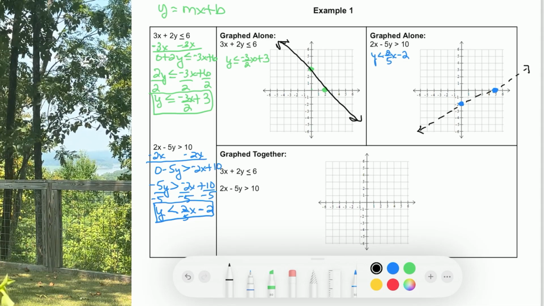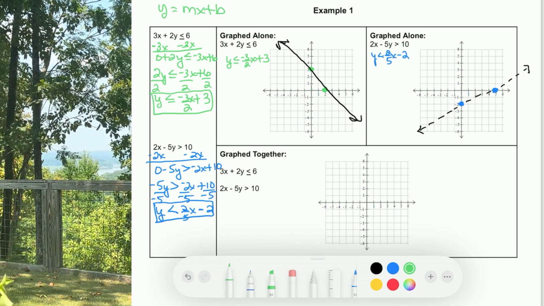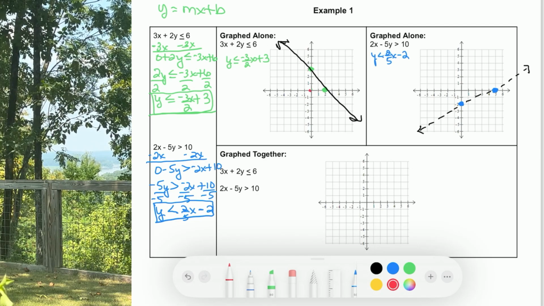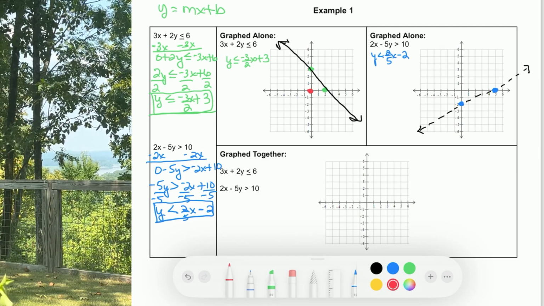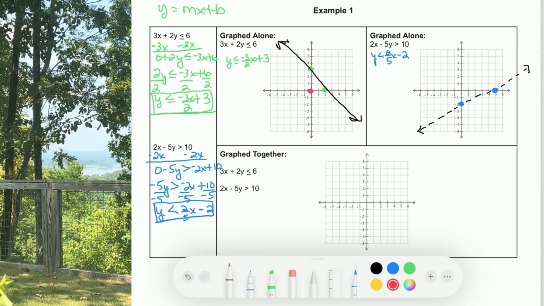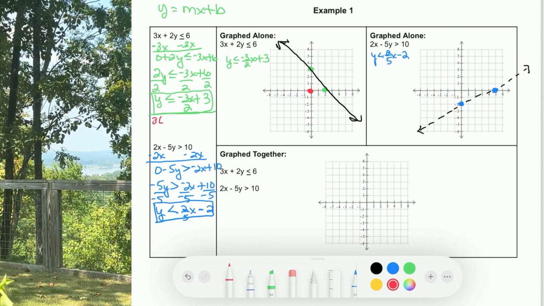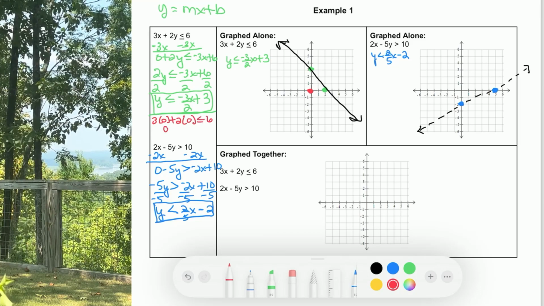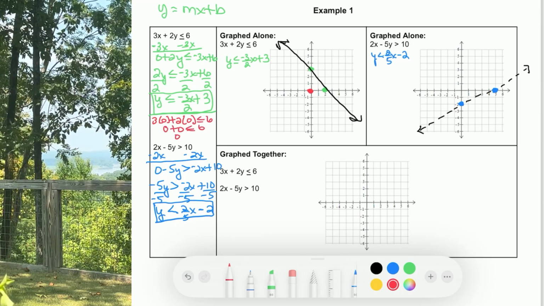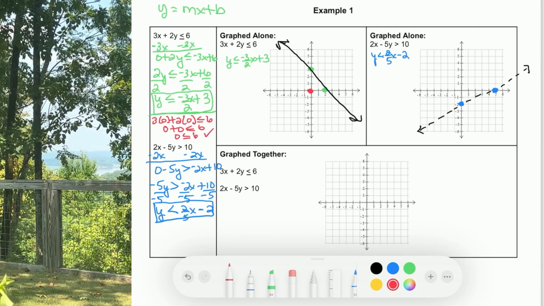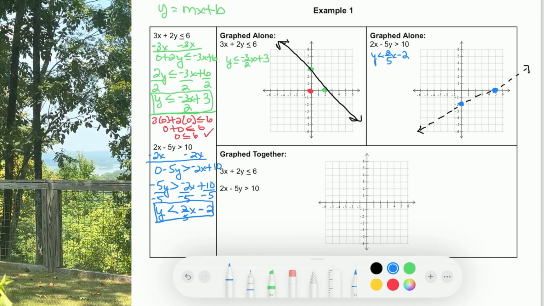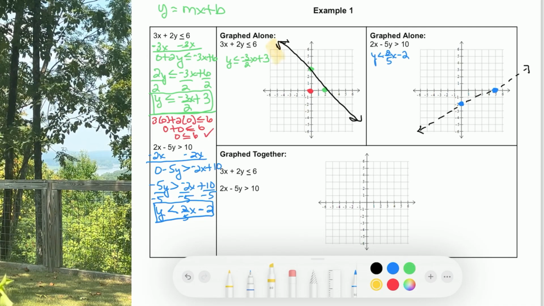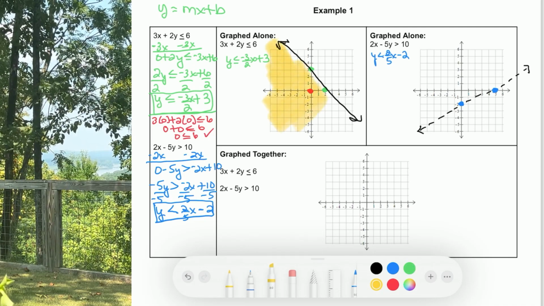All right, now let's talk about our shading. We need to plug in our 0, 0 here. Since it's not being used for the line, I can use it. And I'm going to plug that into my original equation. So 3 times 0 plus 2 times 0 less than or equal to 6. 0 plus 0. 0 is less than or equal to 6. That is true. So that's the side that I'm going to have my shading. I'm going to use yellow again. So I'm going to shade this side.